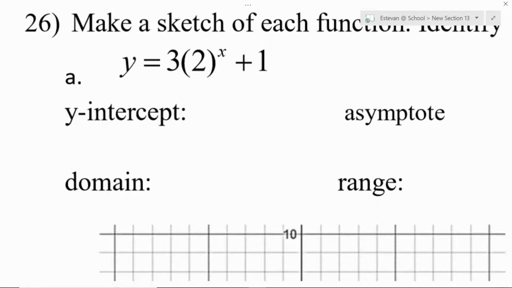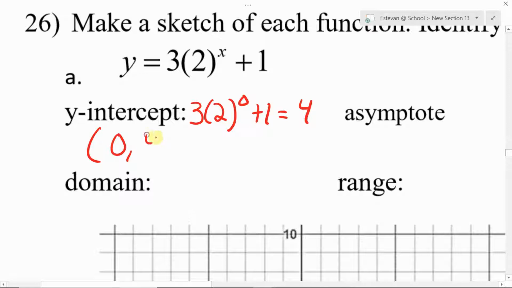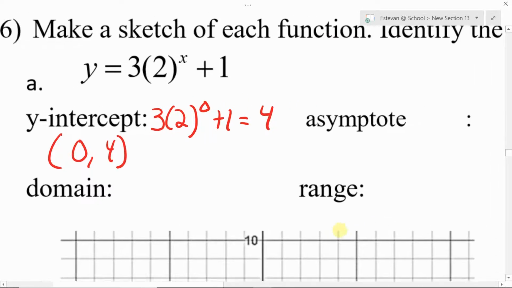We need to first find the y-intercept. To find the y-intercept, we substitute 0 in for x. We write 3 times 2 raised to the 0 plus 1. Put that in your calculator, and that will give you 4. So the y-intercept will be the coordinate point 0 for x, comma 4 for y.